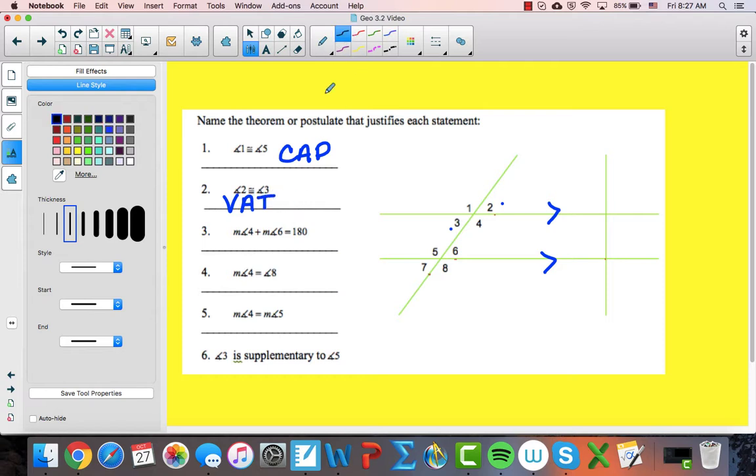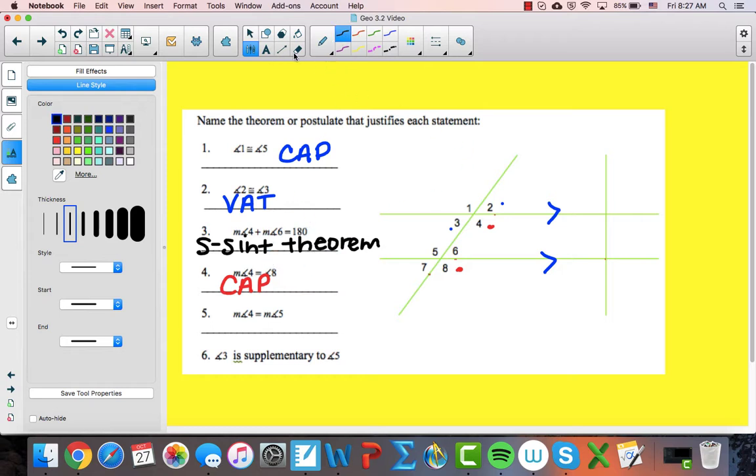All right. 4 and 6. 4 and 6 are supplementary because if 2 parallel lines are cut by a transversal, then same side interior angles are supplementary. So the same side interior angle theorem. Okay, same side interior angle theorem. 4 and 8. If the lines are parallel, then 4 and 8 are corresponding angles, and they are congruent or equal because of the corresponding angle postulate.